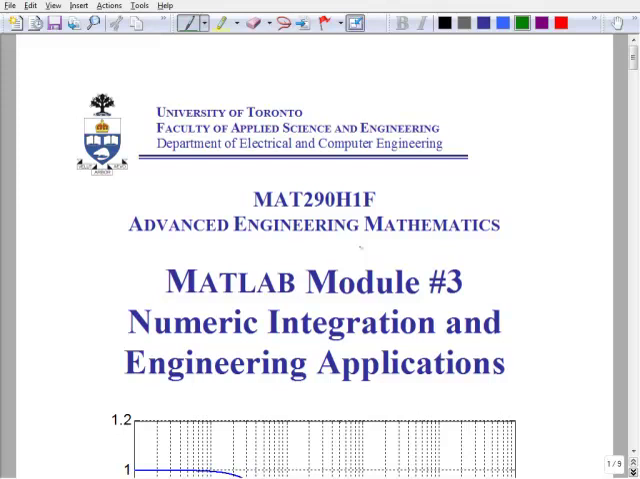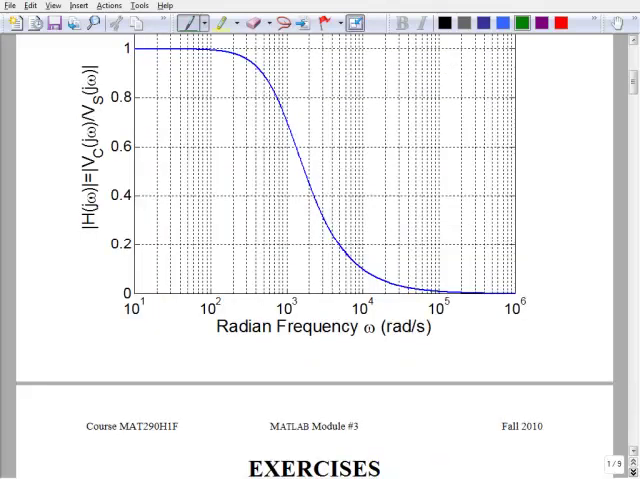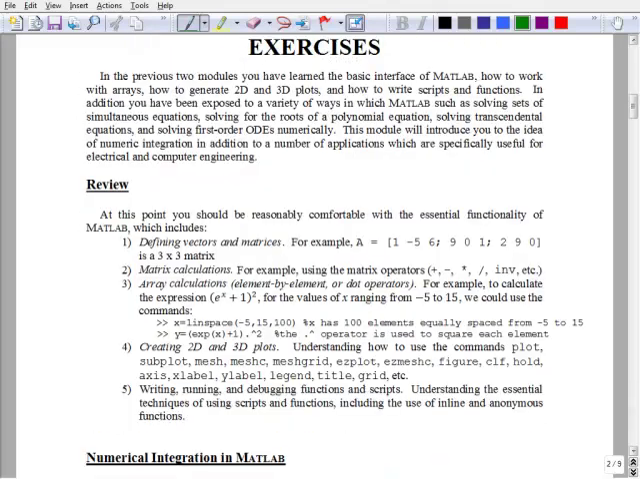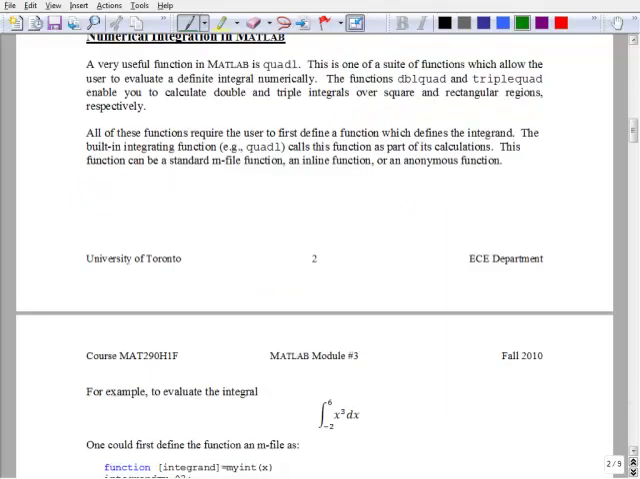Alright, so these are some partial solutions to this third module on Matlab for Mat 290, and I'll include and discuss some of these solutions for each part, just to give you an idea of how you might approach them. So the first part of this module deals with numeric integration, and specifically using this quad-L function in Matlab, which is one of the built-in tools for integration.